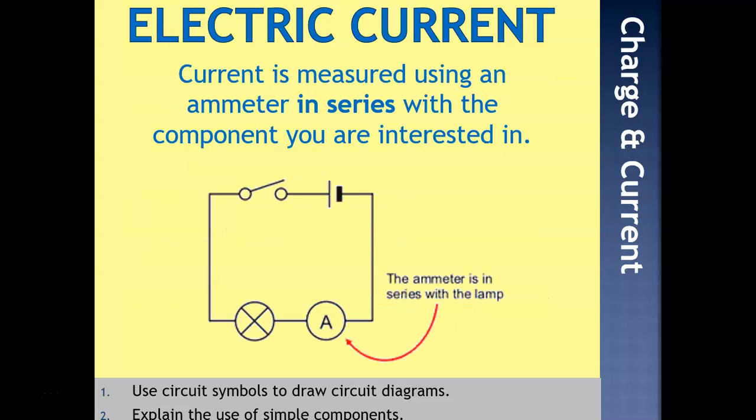Okay, current is measured using an ammeter, and that's placed in series, which means next to, on the same loop as the component you're interested in. So in this case, the ammeter is in series with the lamp. So all the electric current will flow through the ammeter and the lamp.